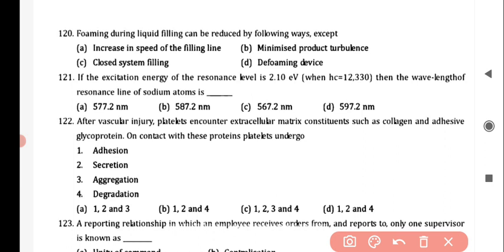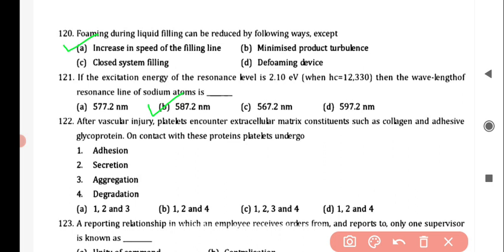Next question is, foaming during liquid filling can be reduced by following ways except, and the correct answer is option A, increase in speed of the filling line. Next question is, if the excitation energy of the resonance level is 2.10 electron volt when hc is equal to 12,330, then the wavelength of resonance line of sodium atoms is, and the correct answer is option B, 587.2 nanometer.